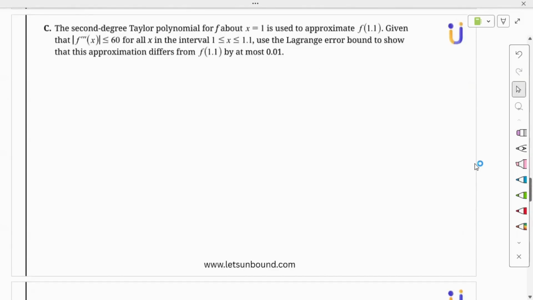The second degree Taylor polynomial for f about x is equal to 1 is used to approximate f of 1.1, given that the absolute value of the third derivative of f of x is less than or equal to 60 for all x in the interval 1 to 1.1, including the endpoints. Use the Lagrange error bound to show that this approximation differs from f of 1.1 by at most 0.01. Okay, we need to find the Lagrange error bound.